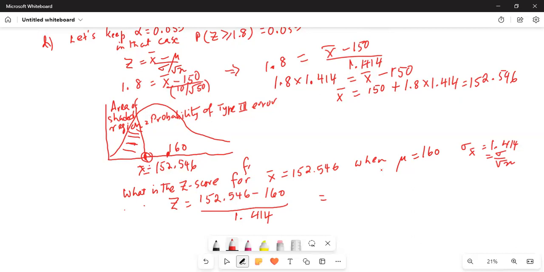So this Z-score is 152.546 minus 160, divided by 1.414, and that is equal to minus 5.217.